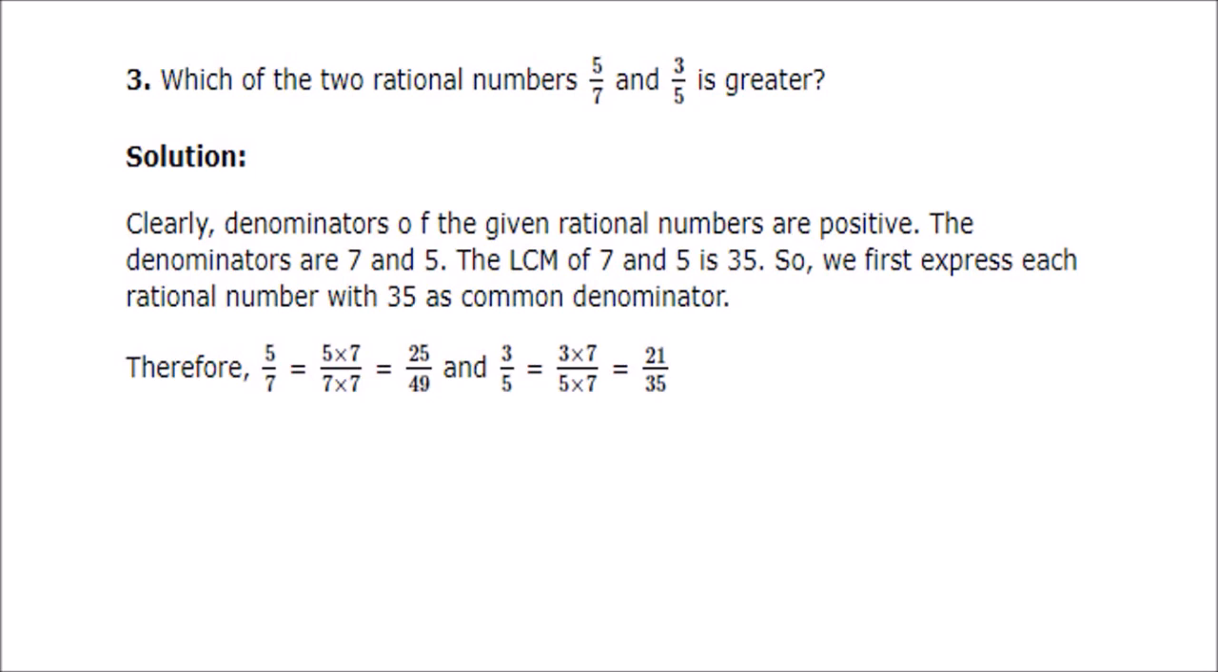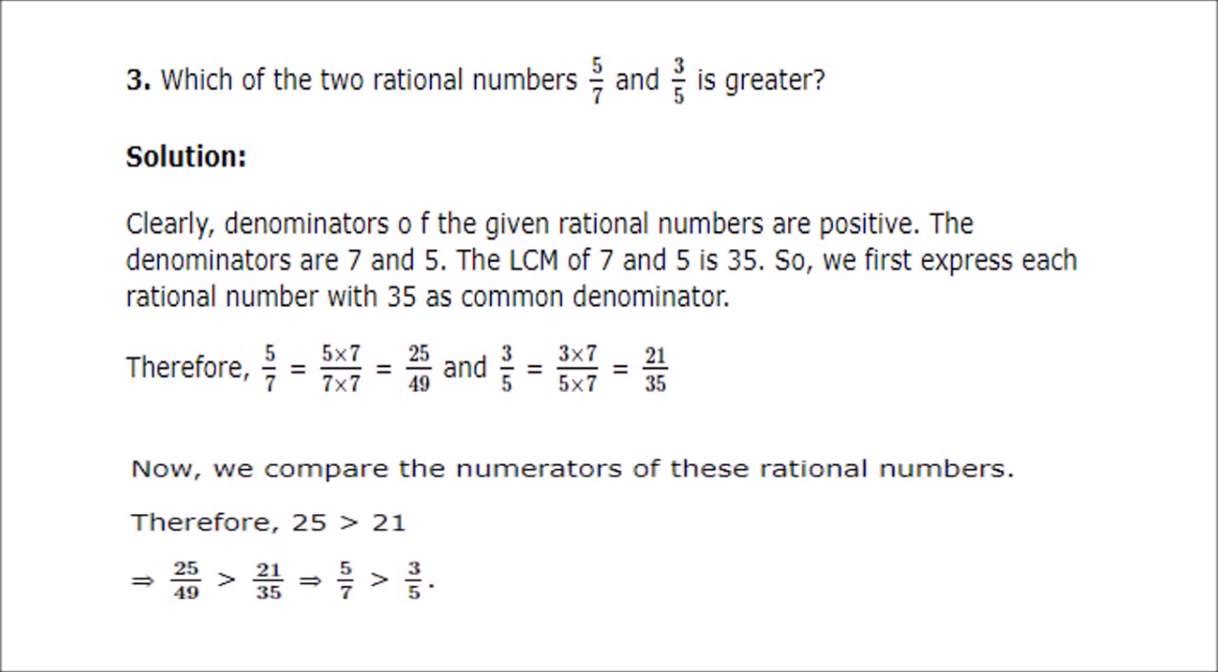So 5 upon 7 can be written as 25 upon 35 and 3 upon 5 can be written as 21 upon 35. Now we compare the numerators of these rational numbers. We can see that 25 is greater than 21. Hence, 5 upon 7 will be greater than 3 upon 5.